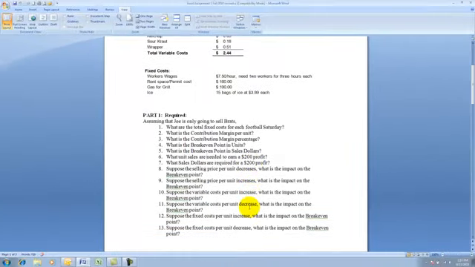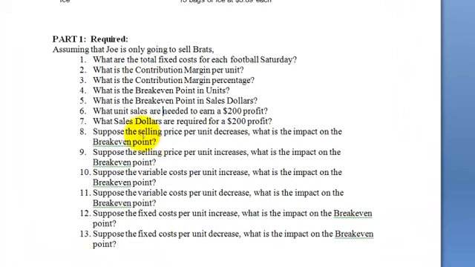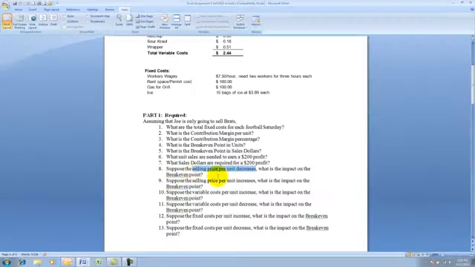In parts 8, 9, 10, 11, 12, and 13, what I'm asking you to do is figure out the relationship of how the contribution margin per unit approach and all the different components of the formulas work together. So if you increase or decrease the selling price per unit, what's the impact on the break-even point? If you sell for a little bit less, you're making a little bit less on each one, so of course you have to sell more to break even. So the break-even point would increase when the selling price per unit decreases.